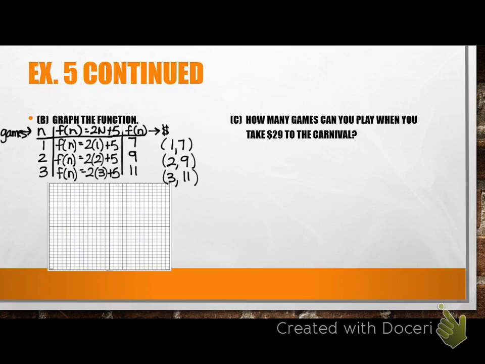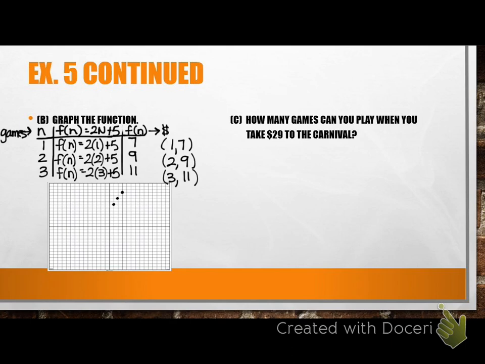We go right to 1 and up to 7. Right to 2 and up to 9. And then right to 3 and up to 11. No lines necessary. We're just going to plot the points. Okay, understanding the common difference: the amount of money I spend raises by $2 every single time.